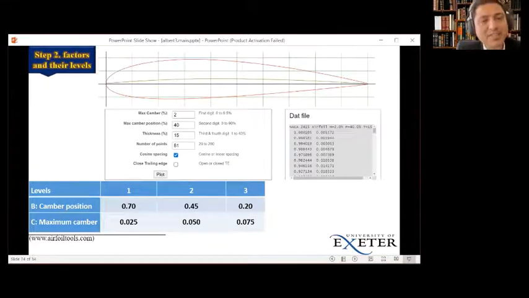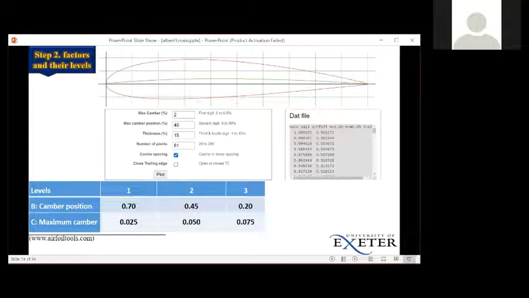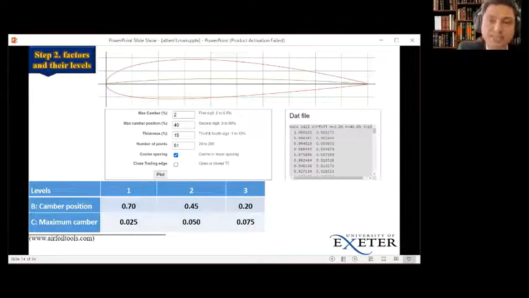The camber position in the NACA family of airfoils can be varied from 0% to 90%. For investigating this factor, 70%, 45%, and 20% have been selected as levels of camber position. The maximum camber in airfoils can vary from 0 to 9.5%. The levels of 2.5, 5, and 5.5% are chosen for this factor.